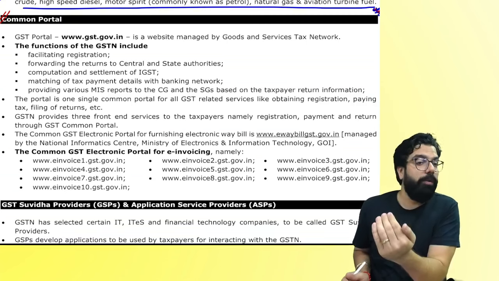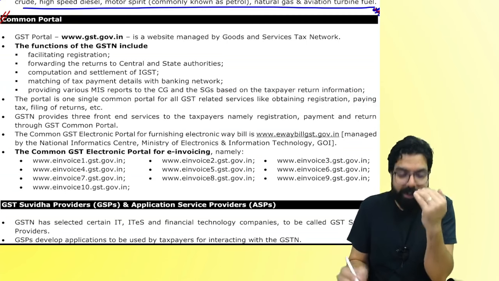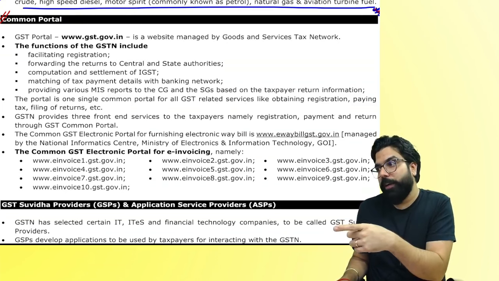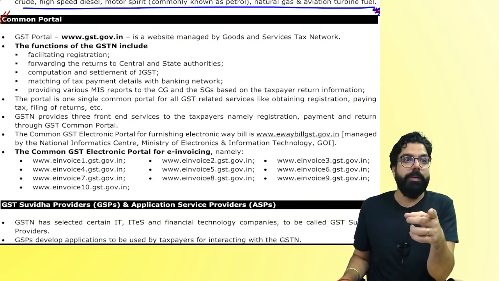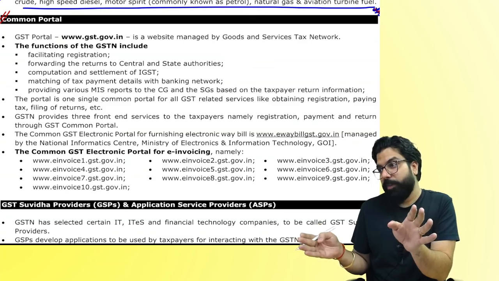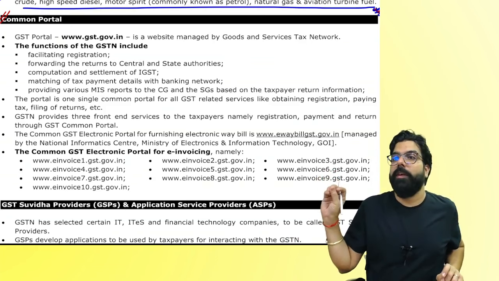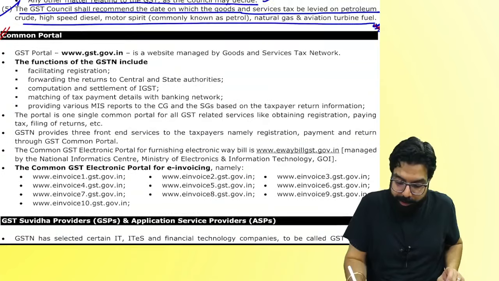Whenever I say state now, in GST, how many states are there, everyone? 31. Don't tell anyone outside. You have to say outside only 28, because 9 are union territories. But in GST, how many union territories do we have? 5. Correct, everyone? Chalo. Next.